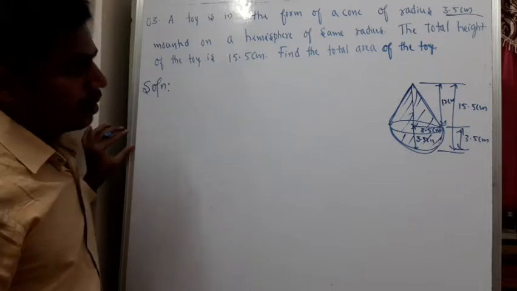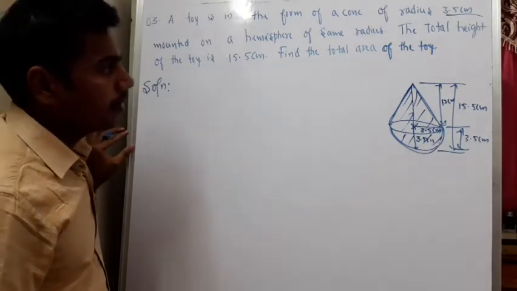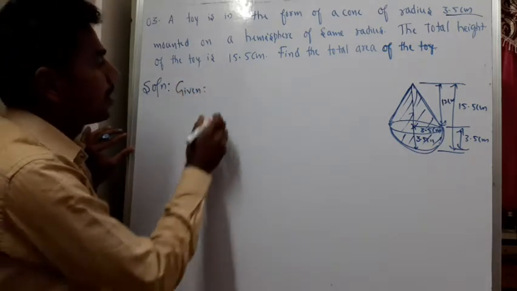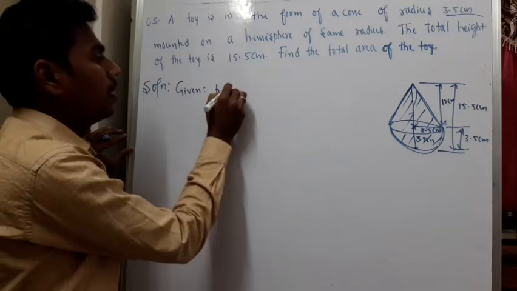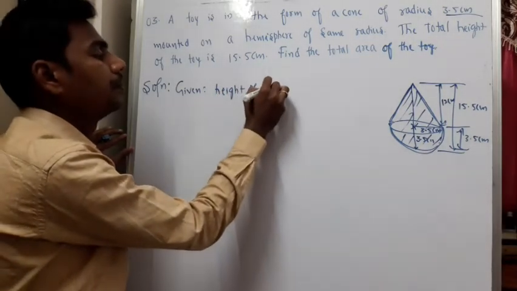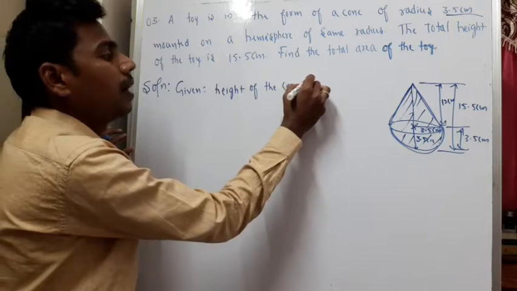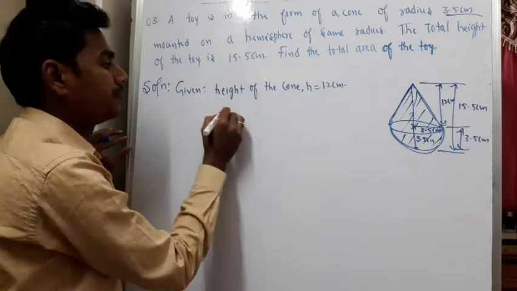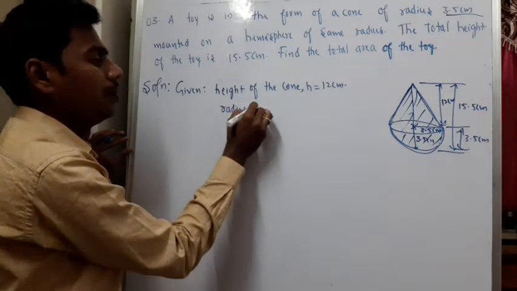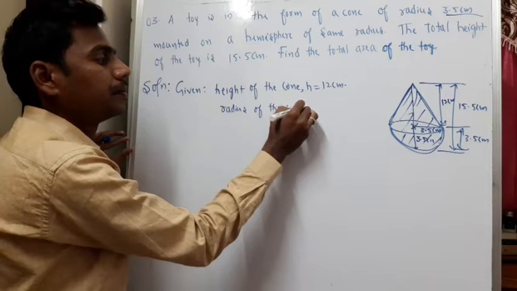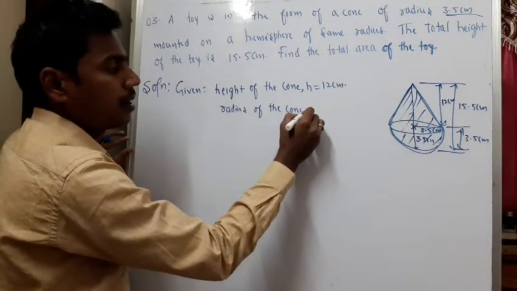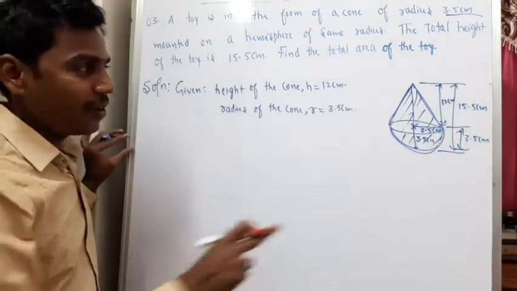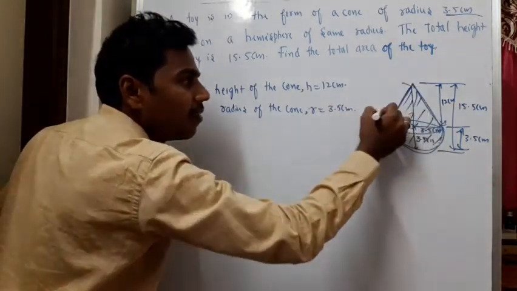Now, so what we need to do? So we'll start with this. What is given? See, height of the cone, h is equal to 12 centimeter. Radius of the cone, comma r, is equal to 3.5 centimeter. So what we need, we don't want this side, we want slant height, this L we want.